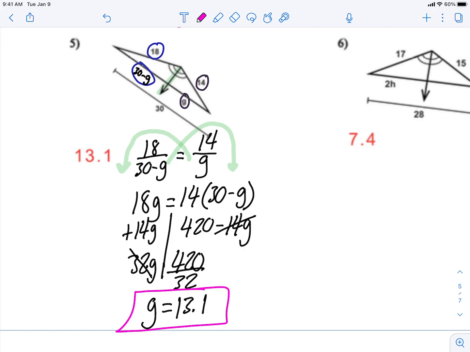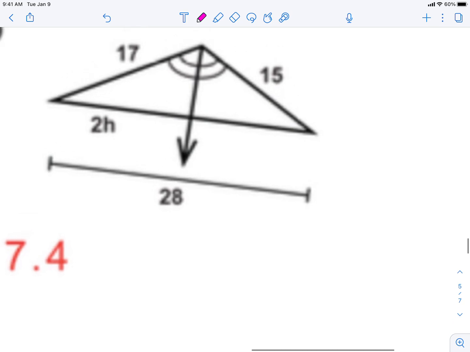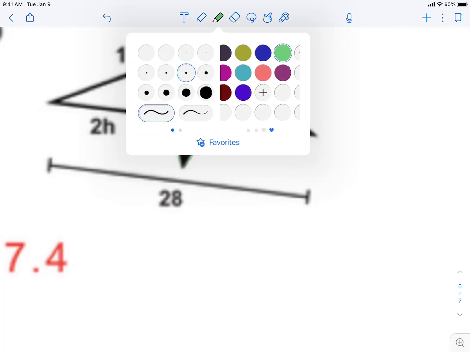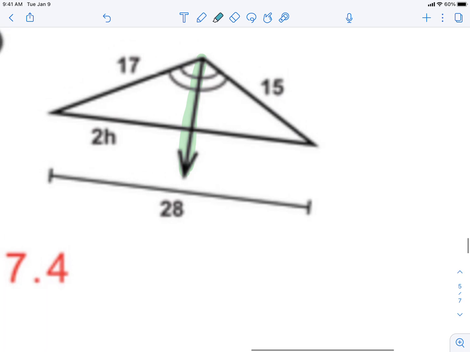Okay. It's okay to get decimals. Nothing wrong with decimals, right? You can't be afraid of decimals. So let's do the last one here. We identify our angle bisector, right? Which is there. So let us start recognizing our special relationships.